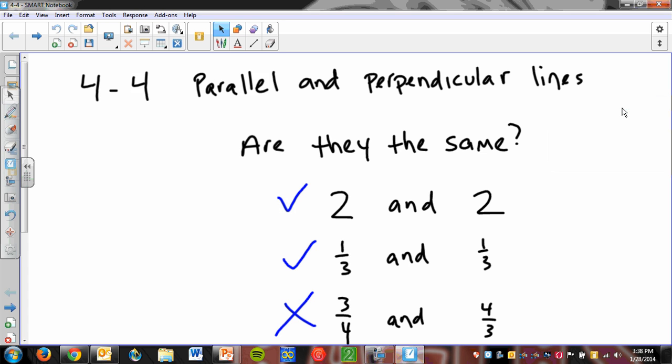4-4, parallel and perpendicular lines. Quick little game here. Need to find out if these numbers are the same.